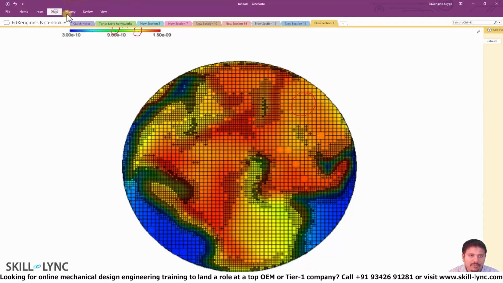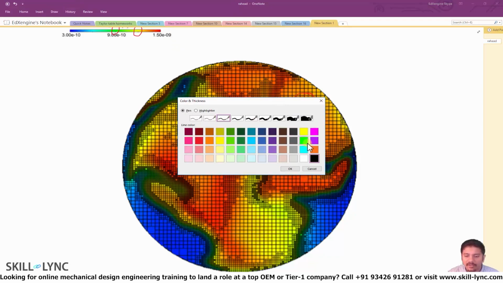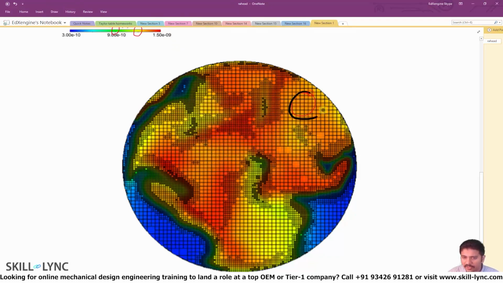Maybe I'll use a different color. Let's just make it a bit thicker, okay? So for example, if you look at the mesh right here, this is your base mesh, correct? I'm pretty sure at this point you know what base mesh is. This is basically the base grid that you set up. And then if you look at the mesh here, it's much finer, correct? Based upon the embed level that you set.